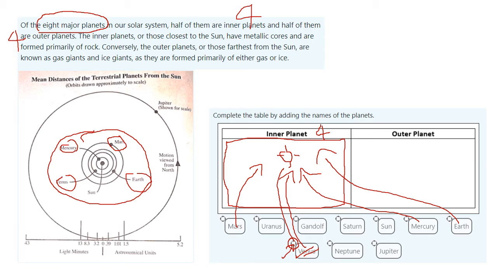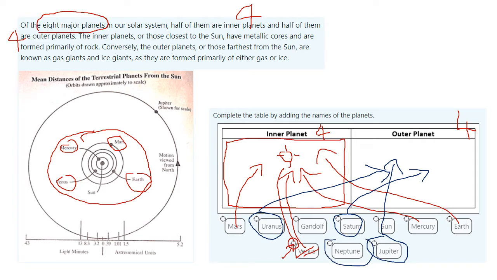Now, we're told that there are 8 major planets. So there must be 4 outer planets because 4 plus 4 is 8. So which of these 4 are the names of planets? Jupiter is on the diagram. Saturn, we should know, is on the diagram. Uranus, we should know, and then Neptune.